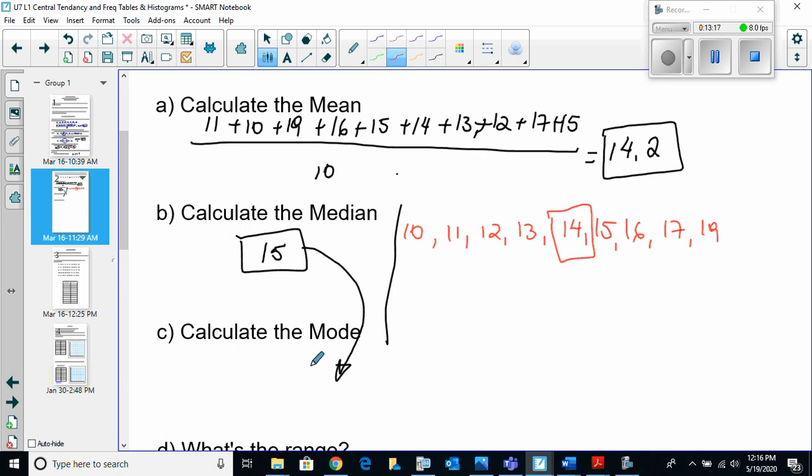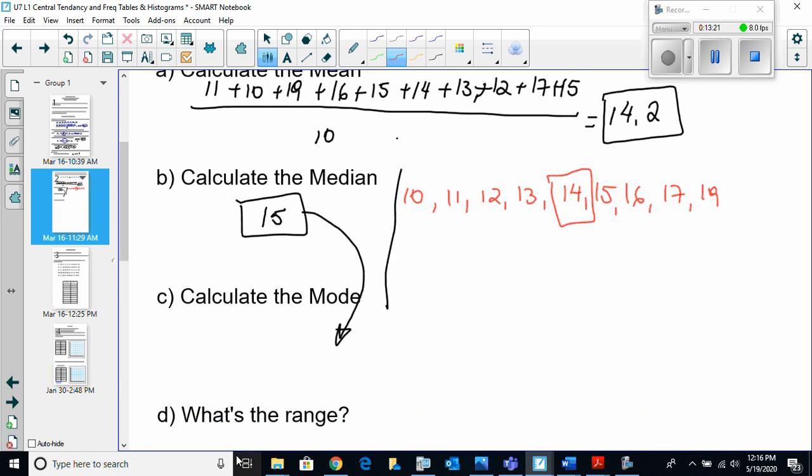And then the mode, as I said, is the one that is repeated the most. The range is the highest minus the lowest, which in this case will be 19 minus 10 equals 9.